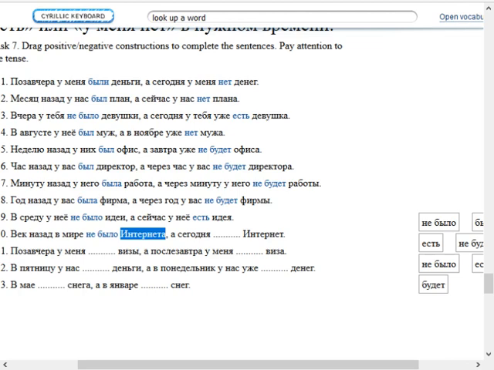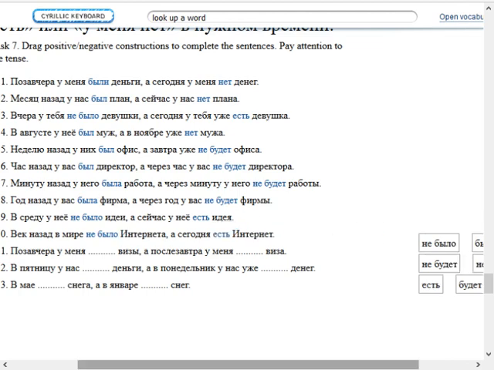"Было" should only be for a neuter noun, but here it's not neuter, it's masculine. So why? I don't know. "Сегодня есть интернет." That's easy. Today there is internet. That part is easy.